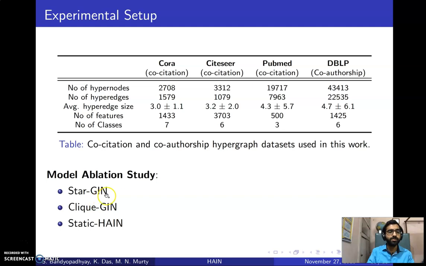First we consider Star-GIN. Here we convert the given hypergraph to a simple graph by star expansion and use graph isomorphism network on that expanded simple graph. The second model as part of the model ablation study is Clique-GIN, where we use clique expansion to convert the given hypergraph to a simple graph and then use GIN on top of that. Static HAIN is basically HAIN, but we didn't use the self-attention mechanism, and we refer to that model as Static HAIN.